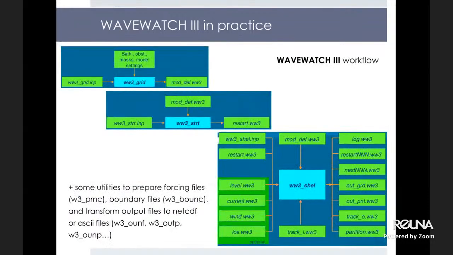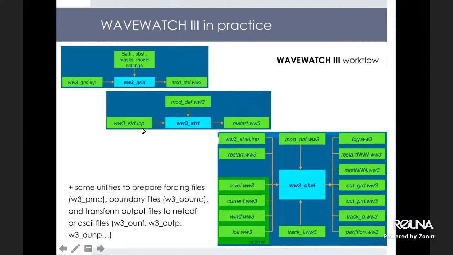So here is the workflow of the WaveWatch model. It seems not very easy, but actually it's pretty usual stuff like every model. So first we have the grid executable that allows to build the grid. So you have to provide a name list, the grid.inp name list, which provides settings on the grids. And it will output a binary file named moddef.wavewatch3, which is the grid settings.